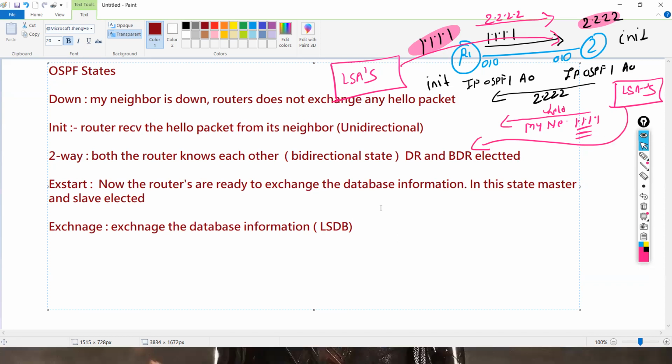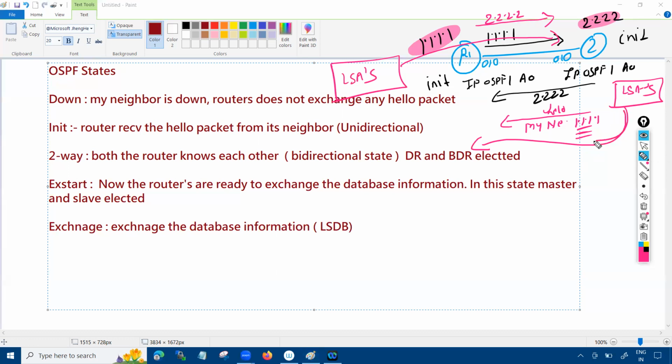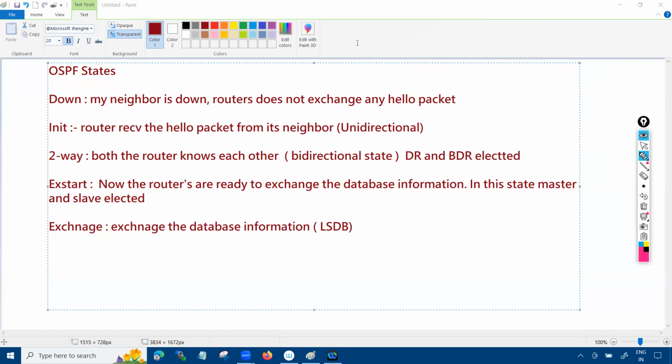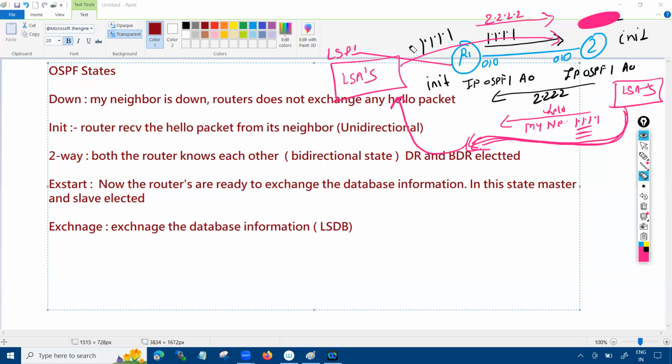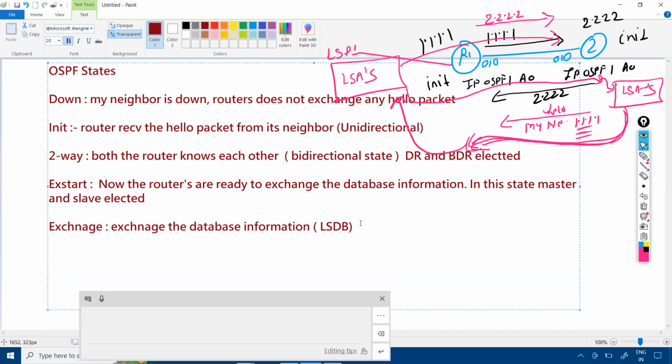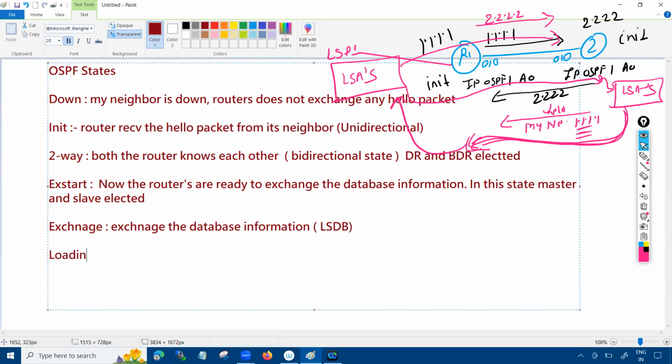And then finally, what happened? Try to understand what happened when router number one receives this LSDB information, when it receives this LSA information. What will router one do? It will install this information in its own LSDB table. Same thing happens when router number one has shared its LSA information with router number two. Router number two is going to install this LSA information in its own LSDB table. So installing the information is called the loading state. So in the loading state, what happened?